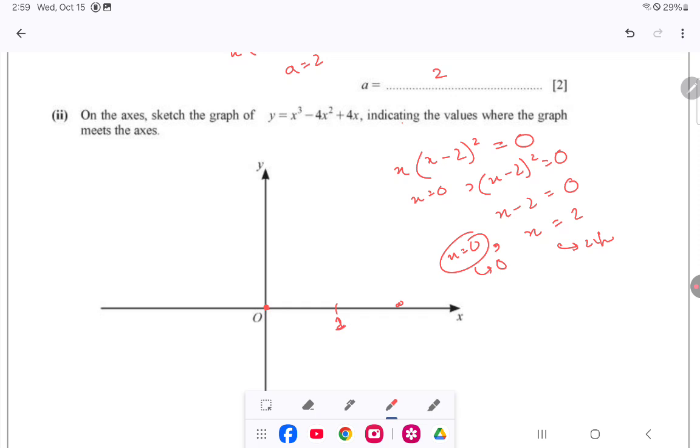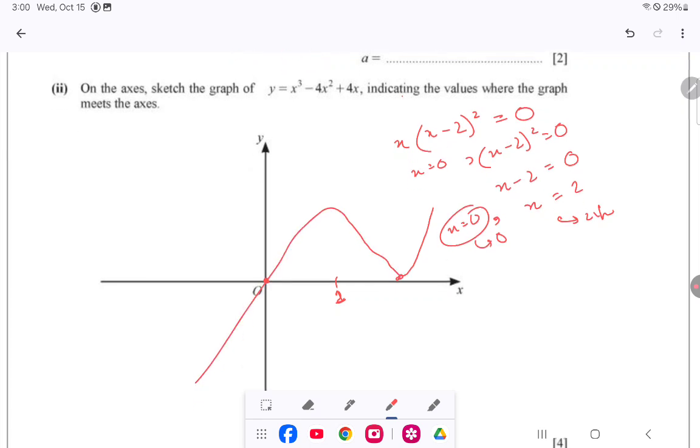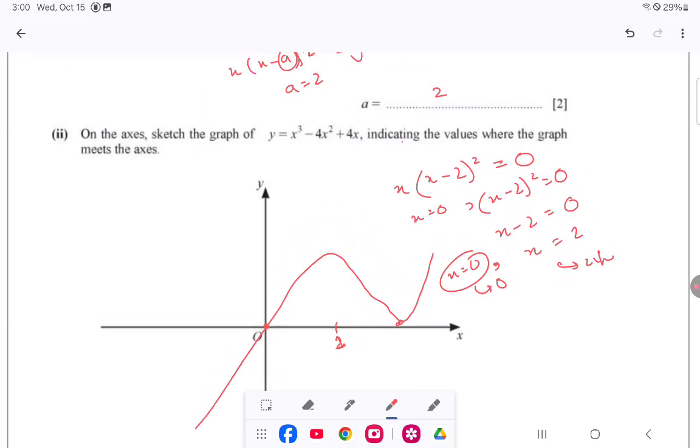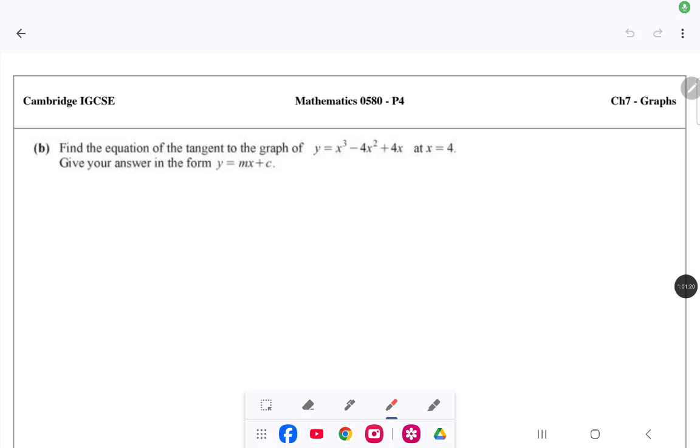Now the graph something like that will form. This is our cubic graph equation. Now in order to find the equation of the tangent of the given equation where x intercept is 4, give your answer in the form of a line equation. Simply take the derivative of the given, it will become dy over dx is equal to 3x square minus 4 into 2 is 8x plus 4.